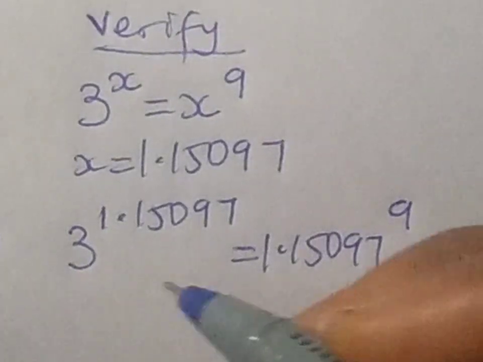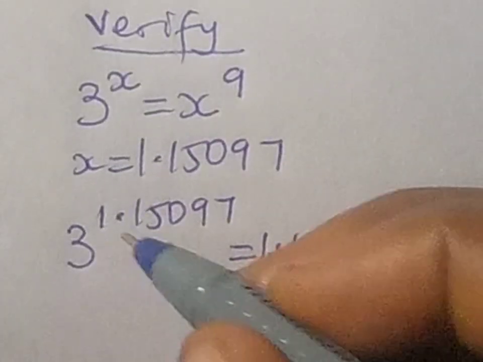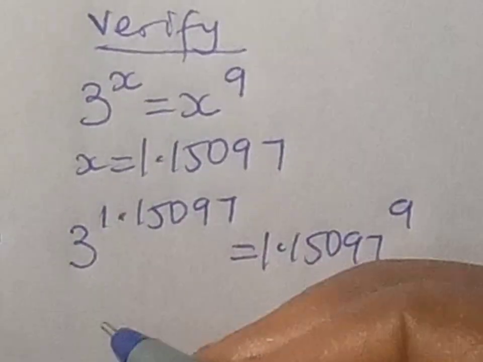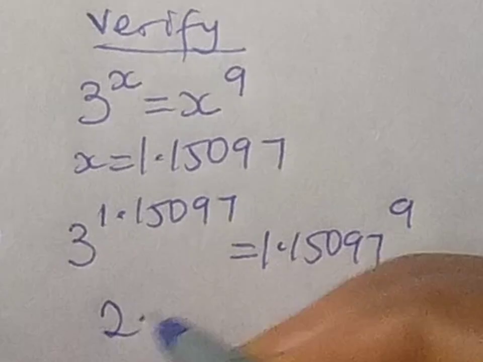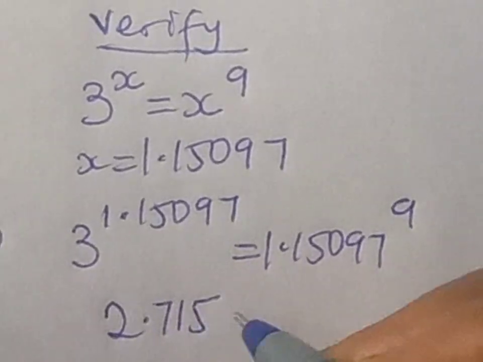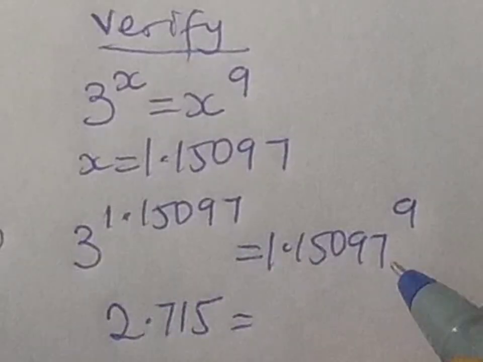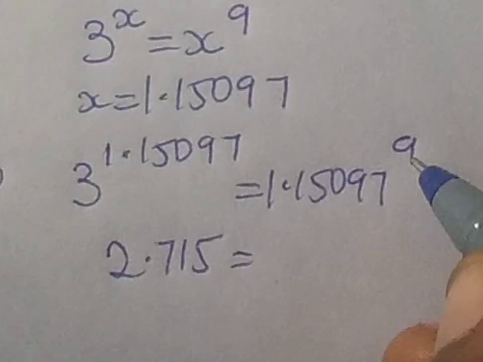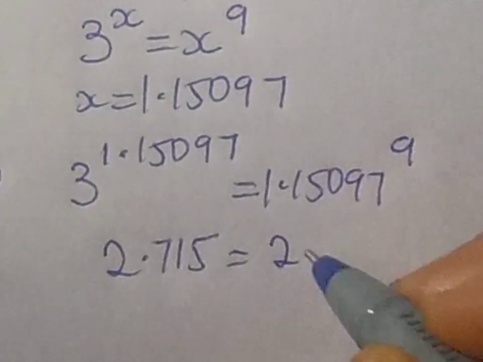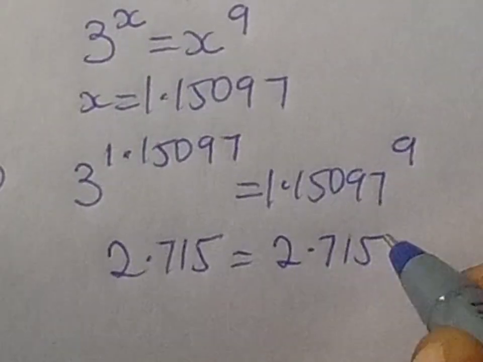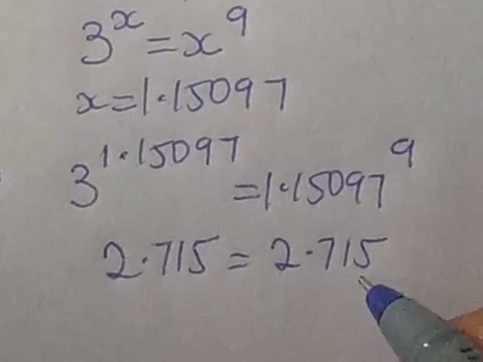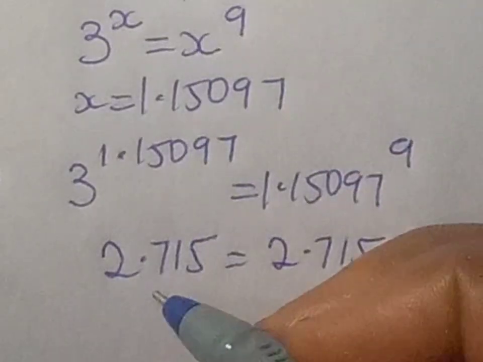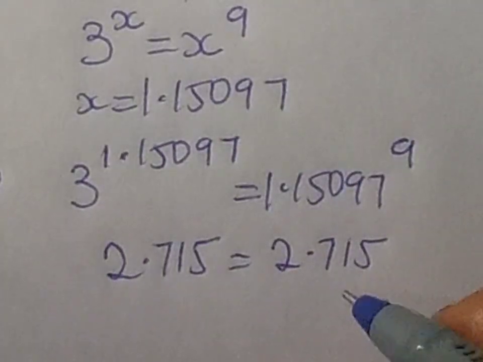Using our calculator, 3 raised to the power of 1.15097 will give us 2.715, and also using our calculator, 1.15097 raised to the power of 9 will give us 2.715. Can you see now that our left side is equal to our right side?